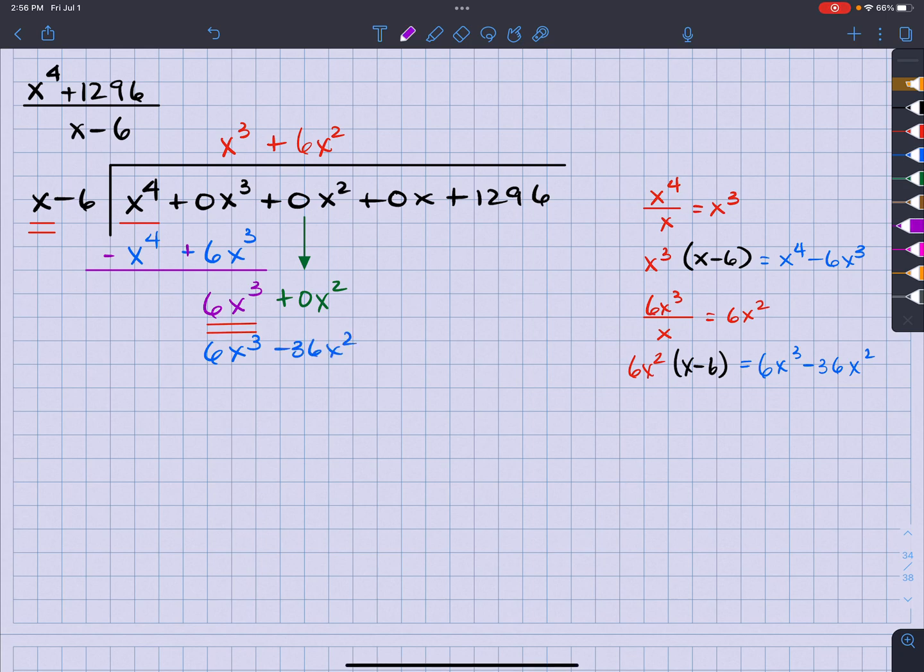Step 3 is to flip the signs of what I just had and add. So I get 36x squared. And step 4, bring down the next term, which is plus 0x. I repeat the steps again. How many times does x go into 36x squared?